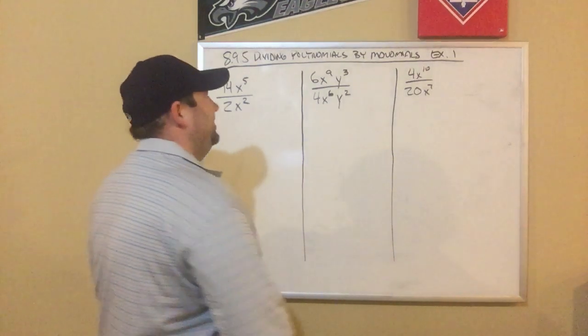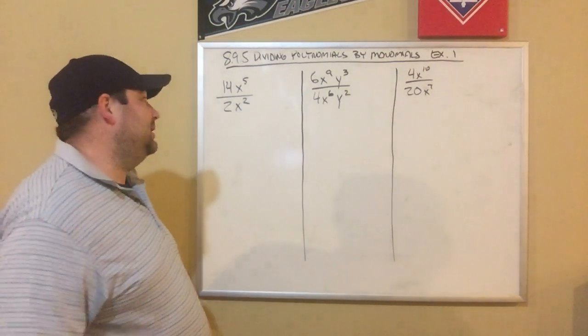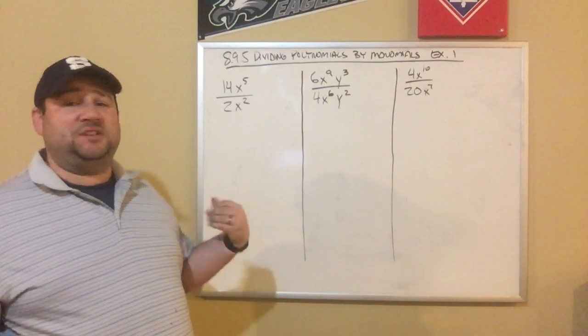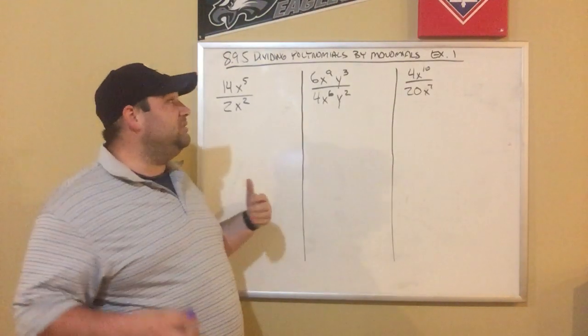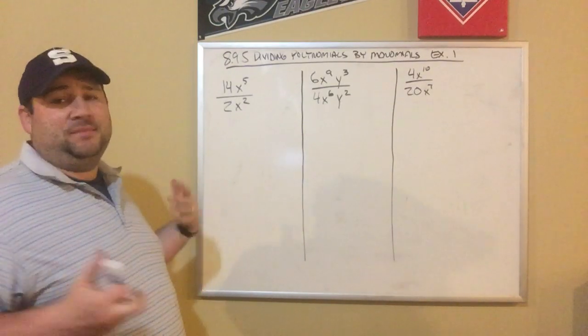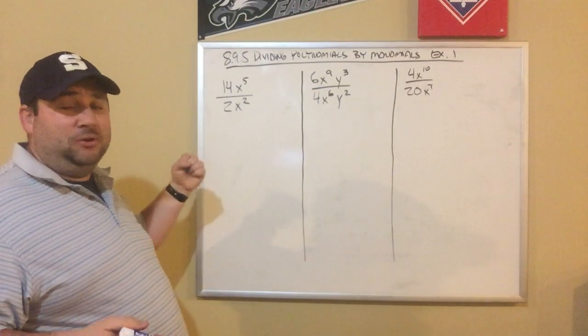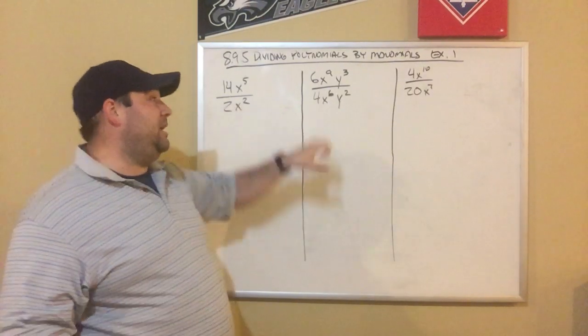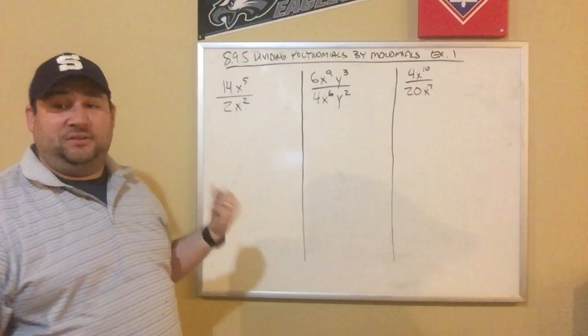All right, pre-algebra. So we got our last lesson in our unit on polynomials. So I got three different problems here for you in example one. We're dividing polynomials by monomials. So all that means is we're dividing a polynomial of some sort, whether it's a monomial, binomial, trinomial, by a polynomial. So we're going to start with a monomial divided by a monomial.